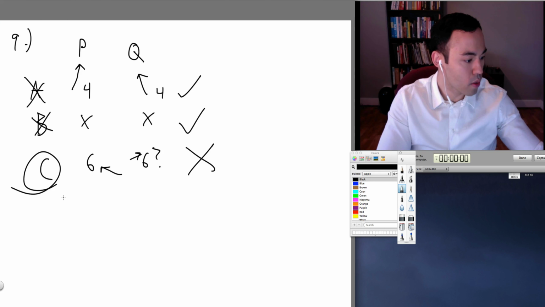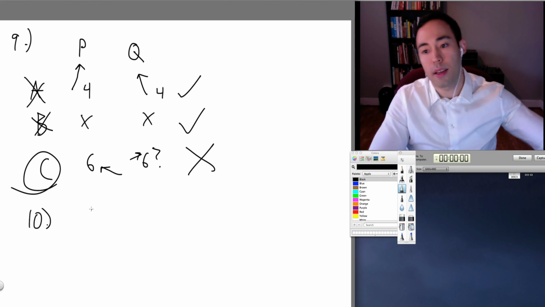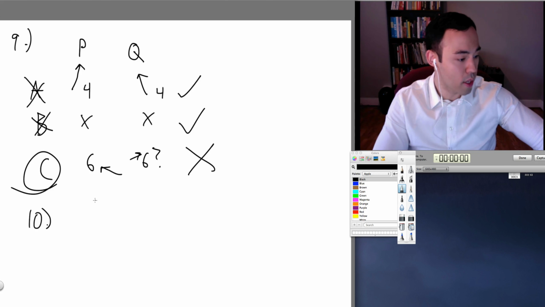All right, so let's go on to number 10. For number 10, let me just say, we've got this. We're starting to talk about rectangular blocks and cubes and all this stuff.